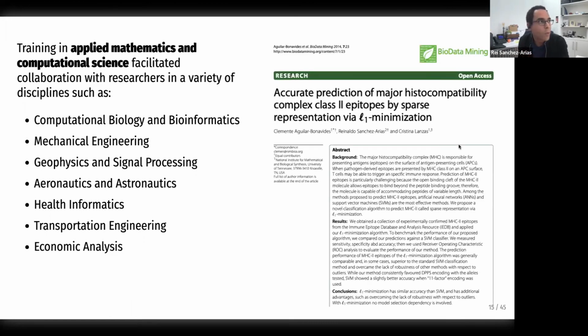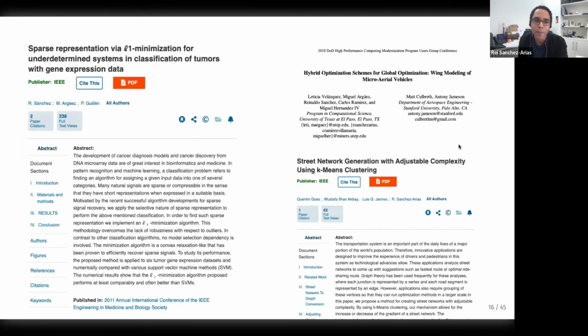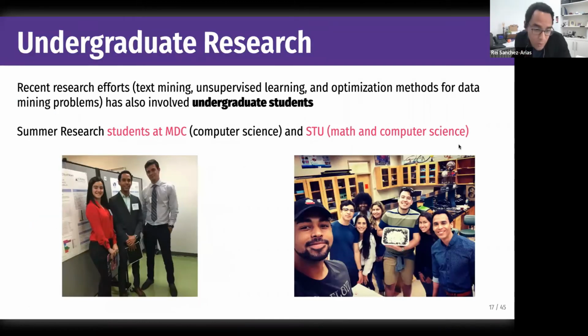Some work has been published in biodata mining, which I never thought I would be doing anything related to, or IEEE publications with folks in engineering or with folks in aerospace and high performance computing. And again, I think the reason for that is nothing but the desire to learn more about mathematics, about how things work, and that's definitely one of the reasons why I've been fortunate to collaborate in these different aspects.